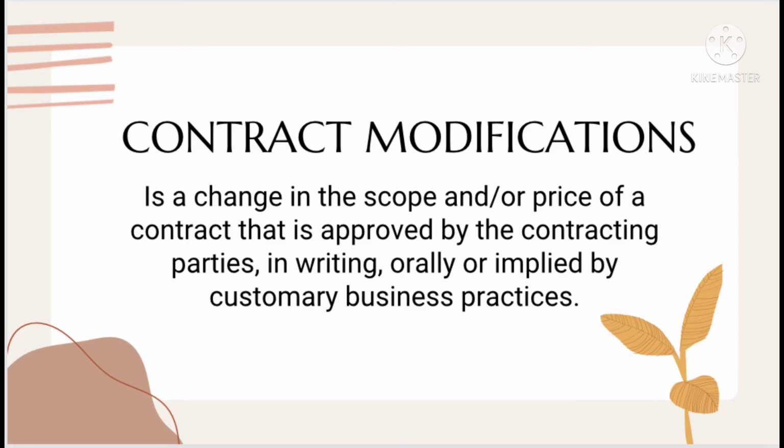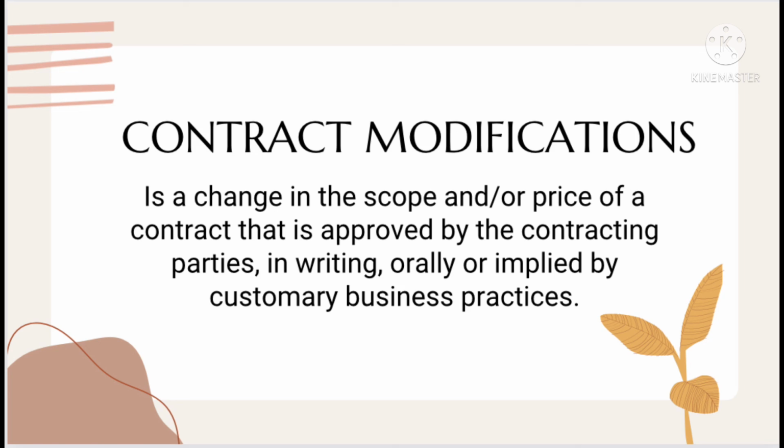Contract modifications is a change in the scope and or price of a contract that is approved by the contracting parties in writing, orally, or implied by customary business practices. Scope or price, or both of these, the modifications can either be treated as a separate contract or not. The separate contract, if the two conditions set out in PFRS 15 paragraph 20 are satisfied. If either of these conditions are not satisfied, then the modifications cannot be treated as a separate contract.